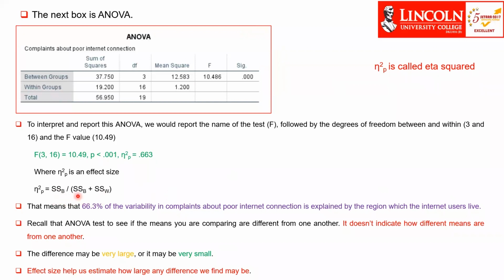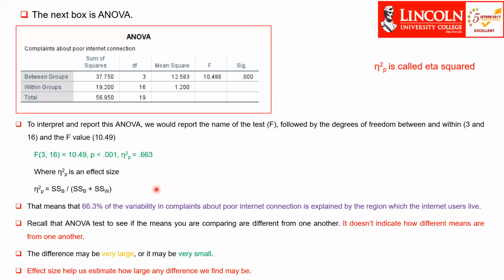So now, if you compute this SSB, the sum of squares between, it is 37.75. SSB, 37.75, plus SS within, which is 19.20. You need to sum these together and divide SSB by the summation of these two, and that will give you your effect size, which is 0.663. That means 66.3% of the variability in complaints about poor internet connection is explained by the region in which the internet users live.